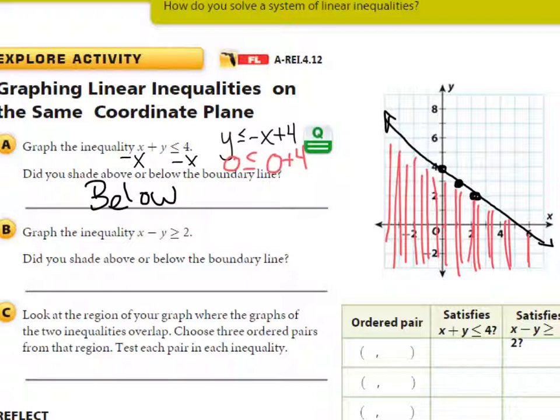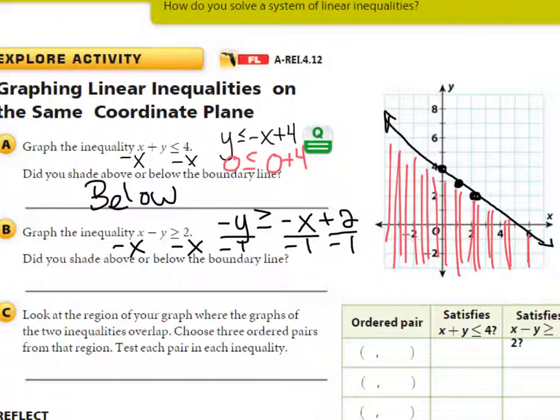So first step, we still subtract x because it's a positive x. So now I have a negative y is greater than or equal to negative x plus 2. Are we allowed to have a negative y? The answer to that is no. So you should have divided by negative 1. But this is an inequality, and when you multiply or divide by negative, that inequality sign flips. So it should become y is less than or equal to a positive x minus 2.